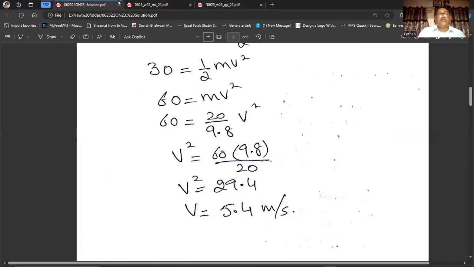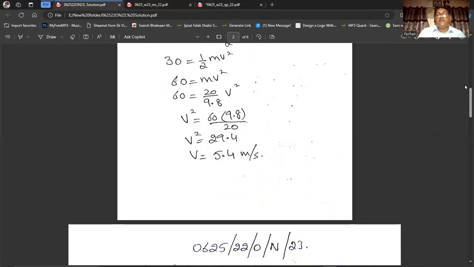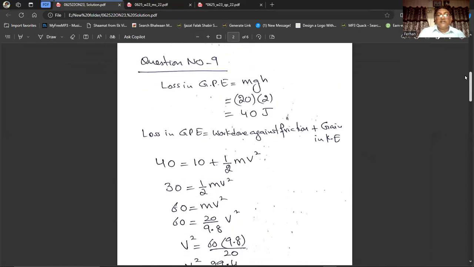Okay, so let me show you the solution again. And let me reduce the size so you can see the whole answer together.